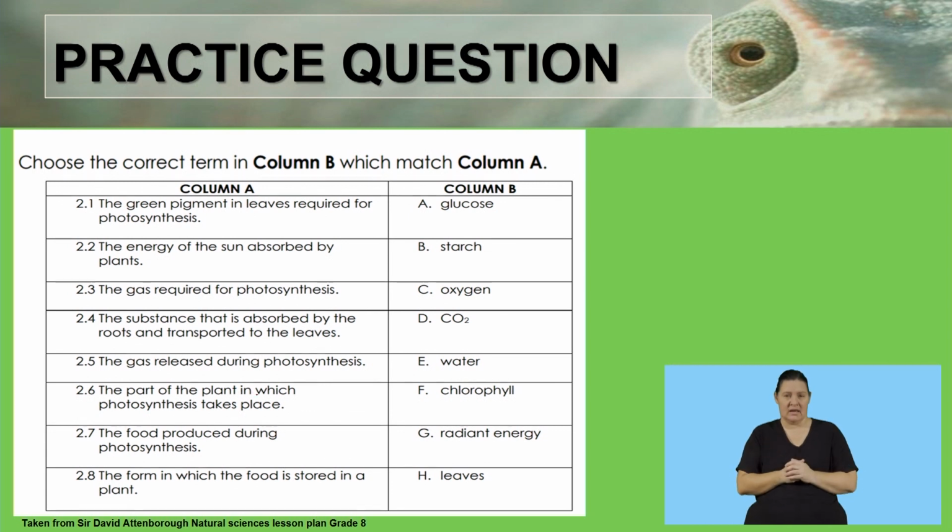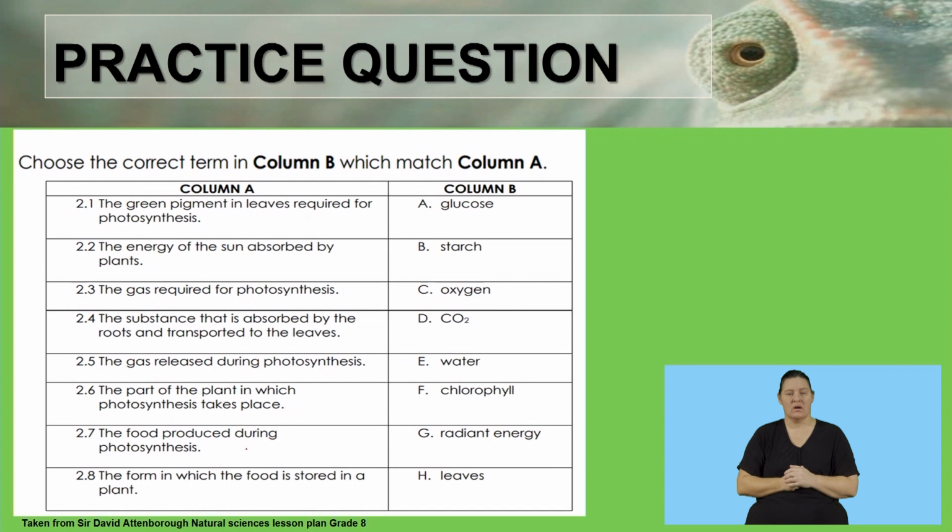2.6 is the part of the plant in which photosynthesis takes place. So where exactly in the plant does photosynthesis take place? We spoke about this in the lesson during photosynthesis. The food produced during photosynthesis, what is it called? The form in which the food is stored in the plant. If you watch the lesson, you will remember what it is called. So now let us just go back to the first one. I'm sure through the reading of these statements, you've already seen which word is suitable for which description.